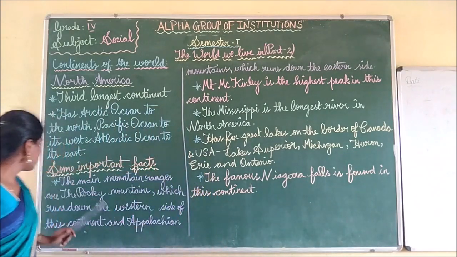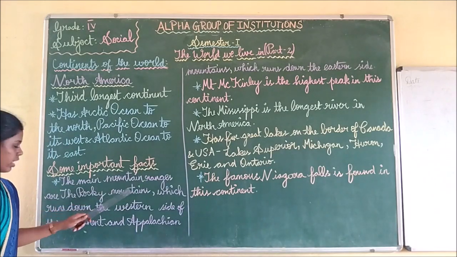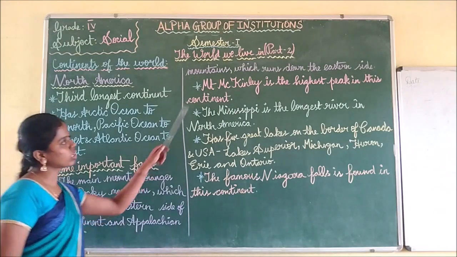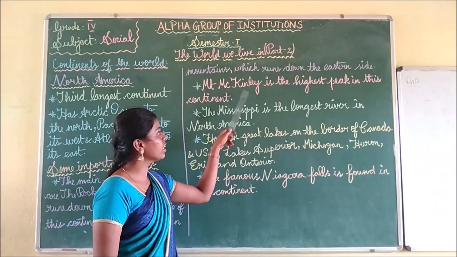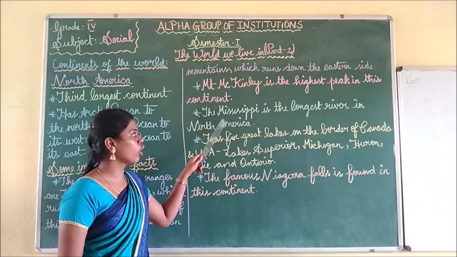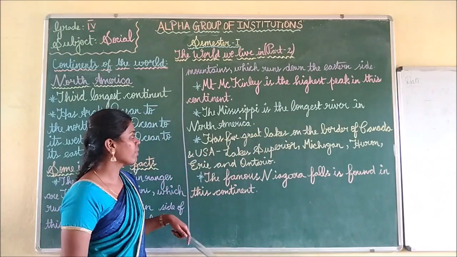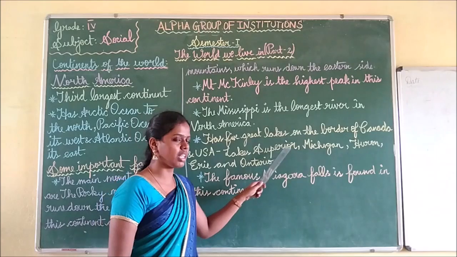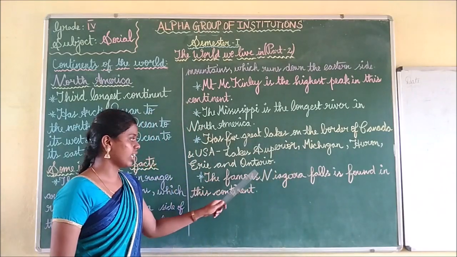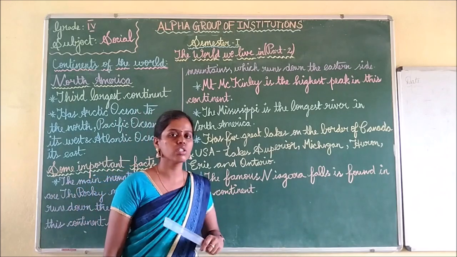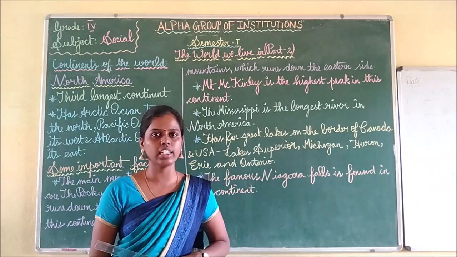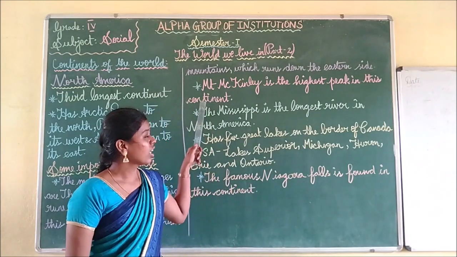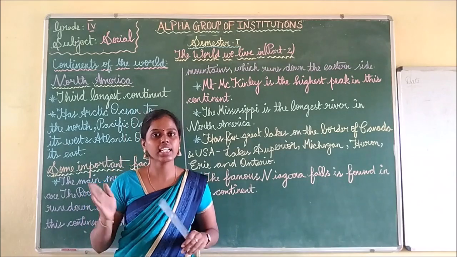See the mountain ranges, two mountain ranges: the Rocky Mountains on the western side and the Appalachian Mountains on the eastern side. Mount McKinley is the highest peak in this continent, and the longest river is the Mississippi. It has 5 Great Lakes on the border of Canada and USA: Superior, Michigan, Huron, Erie and Ontario. And the famous Niagara Falls is also found in North America. This is about North America, and you all should remember these points about each and every continent.